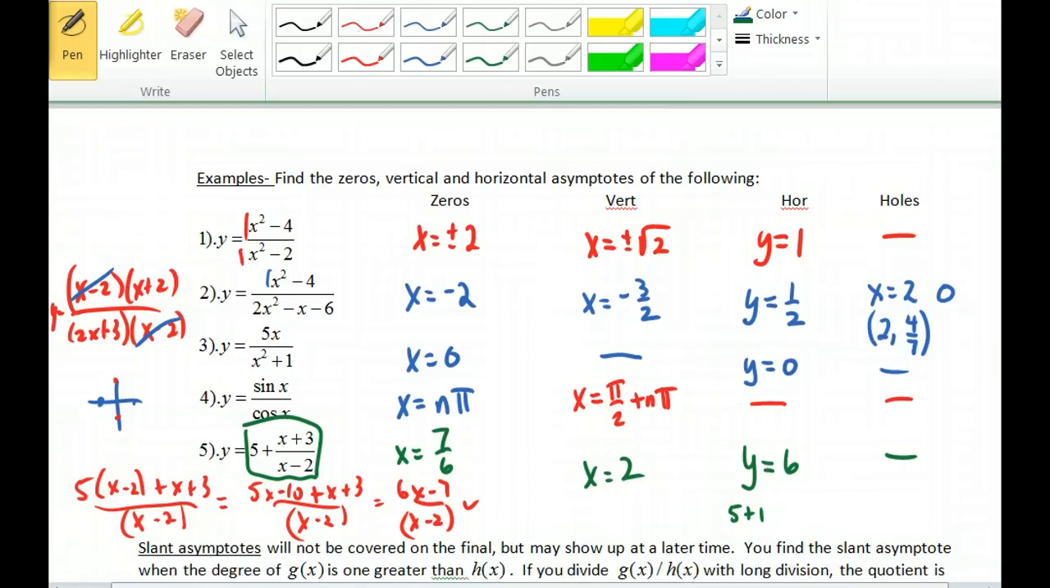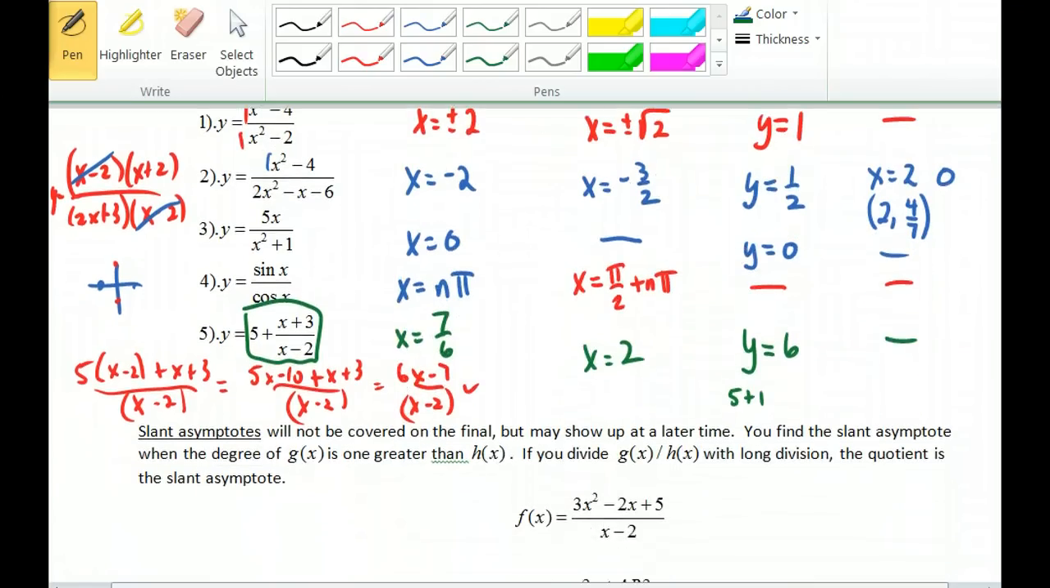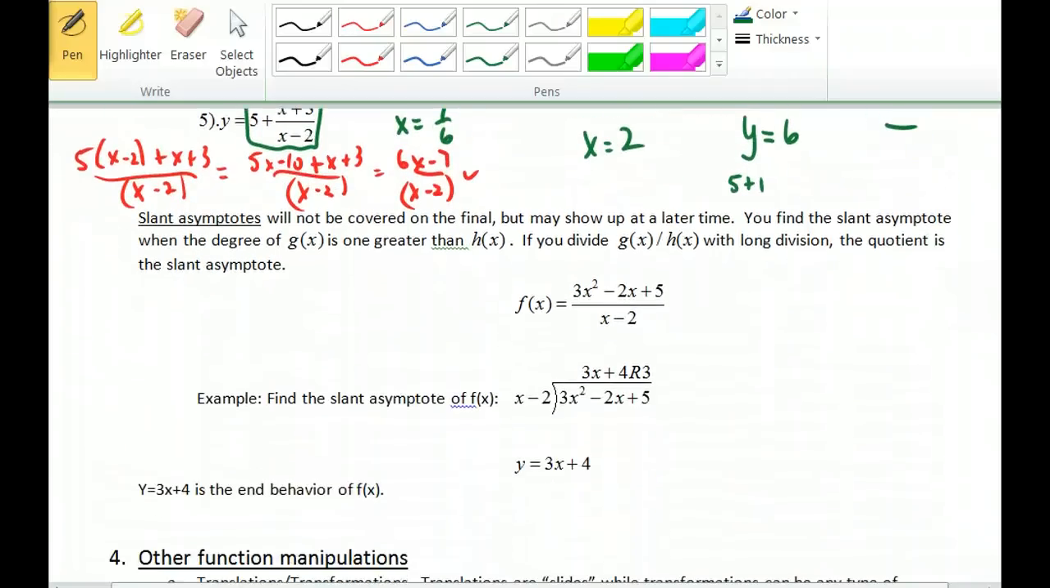All right, so there are some examples. You can use your calculator to graph some of those and see what they look like. I'm not going to spend time here doing that.